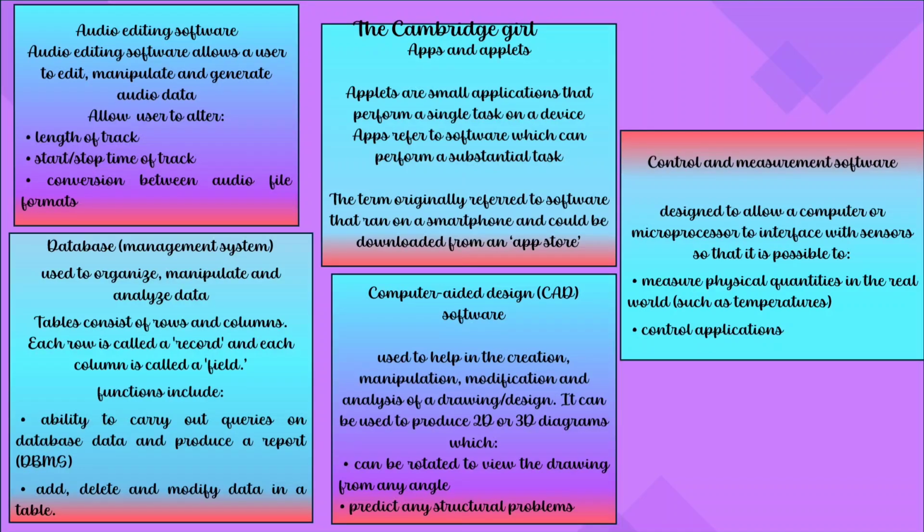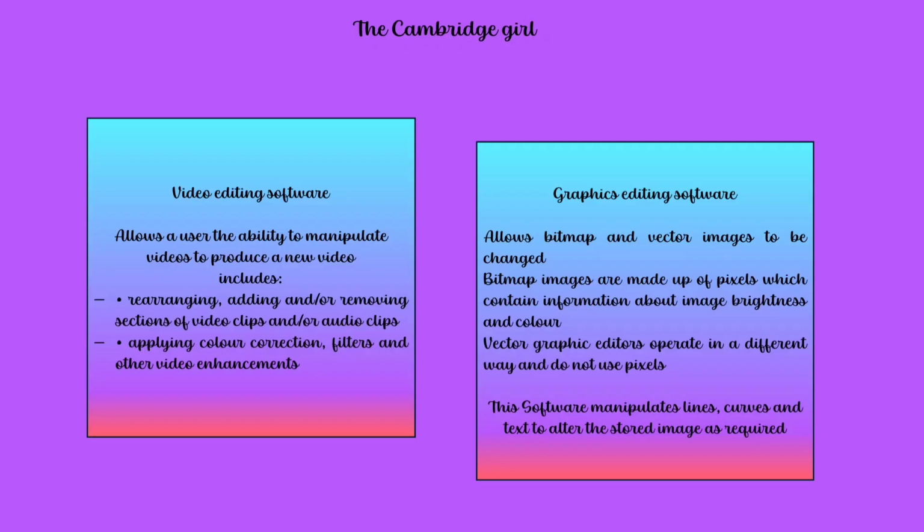Audio editing software allows a user to edit, manipulate, and generate audio data. Video editing software allows a user to manipulate videos to produce a new video. It enables the addition of titles, color correction, and adding sound to the original video. Graphics editing software allows bitmap and vector images to be changed. This type of software manipulates lines, curves, and text to alter the stored image as required.